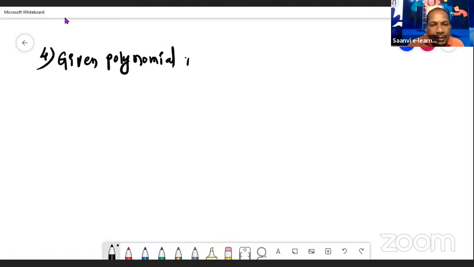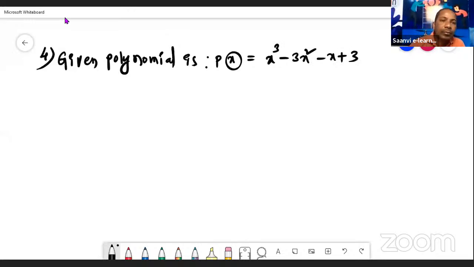Given polynomial, suppose you take it as p of x. The given polynomial is x cube minus 3x square minus x plus 3. Here 3 zeros are given: 1, minus 1 and plus 3.